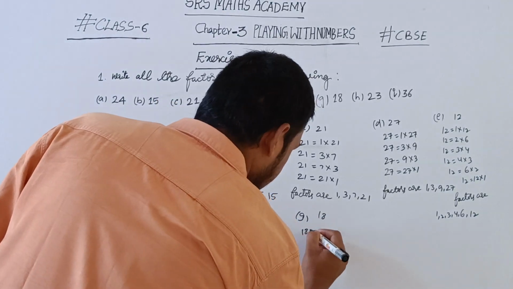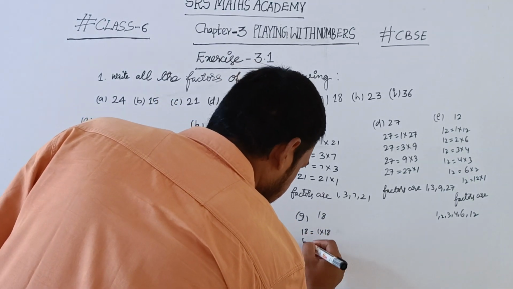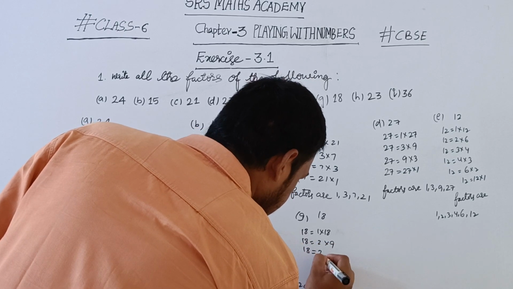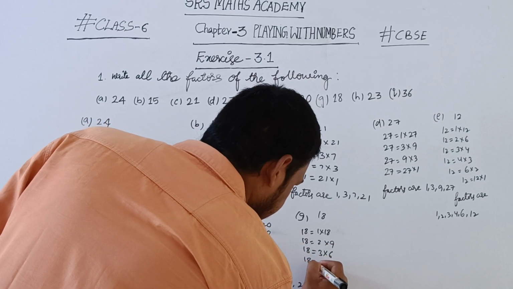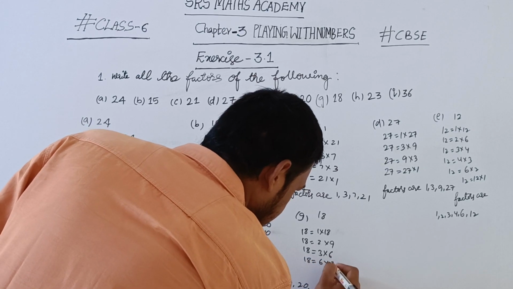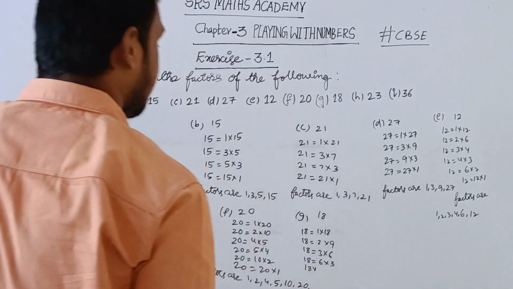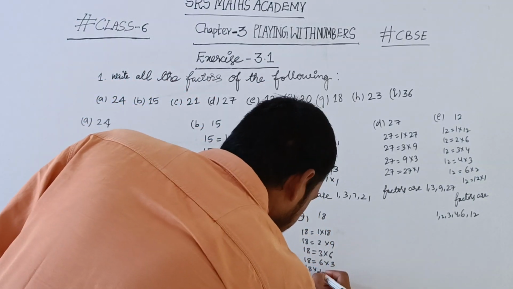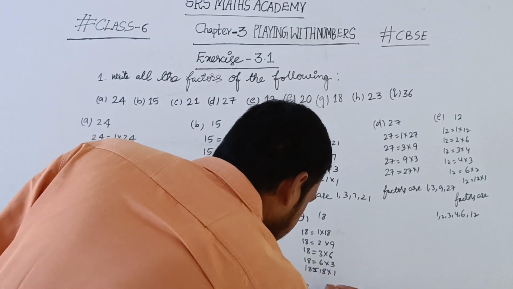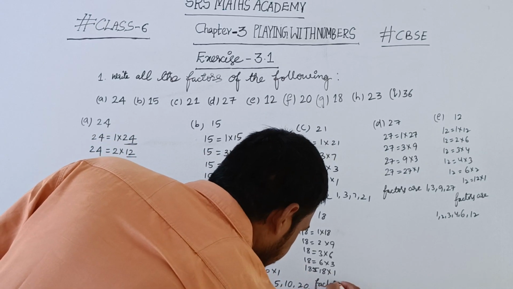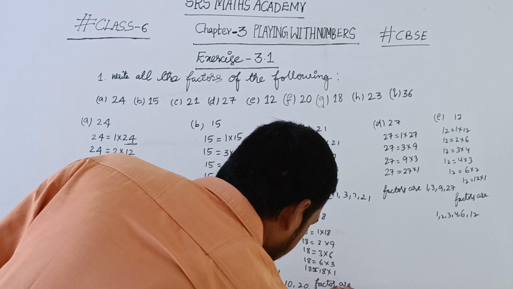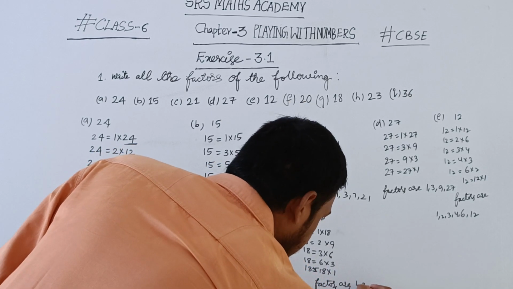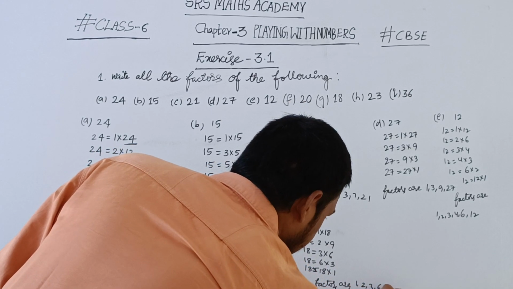And G, 18. 18 equals 1 18s, 2 9s, 3 table also 3 6s, 4 table not coming, 5 table not coming, 6 table 6 3s, and 7, 8, 9, 10, 11, 12, 13, 14, 15, 16, 17, and 18 again it will come, 18 1s. So factors are 1, 2, 3, 6, 9, 18.